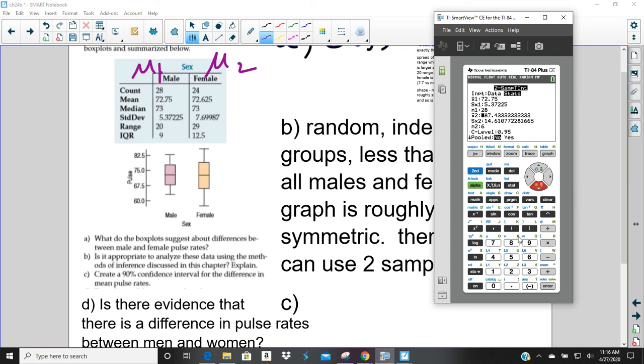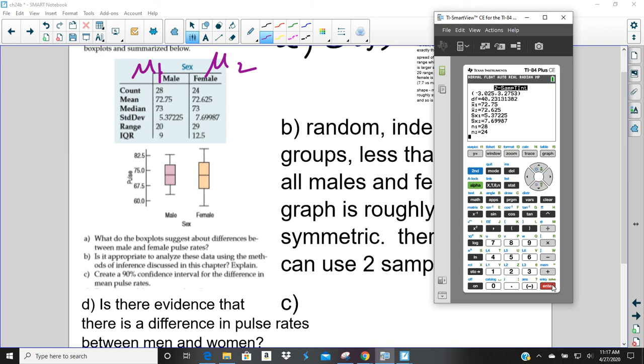Second one. 72.625. Down. Degrees of standard deviation is 0.69987. And 24. And my confidence level is going to be 90. And again, do not worry about pooled right now. And I'm going to hit enter.